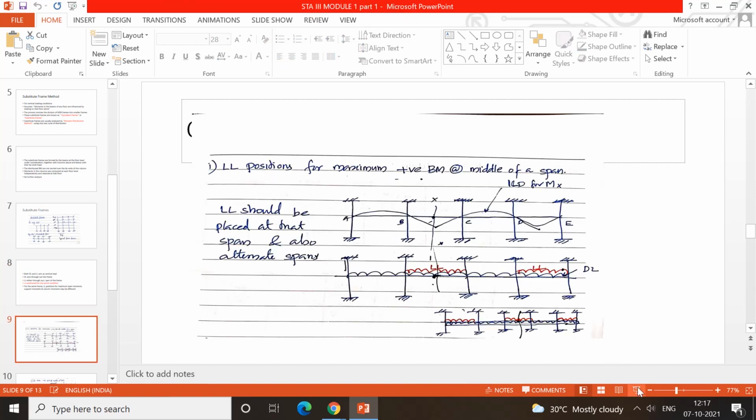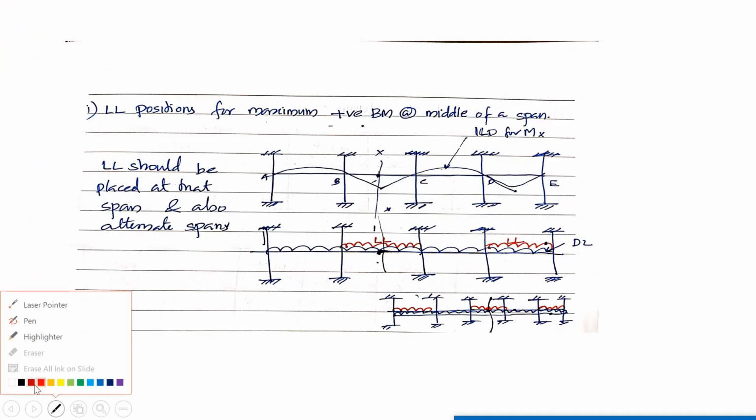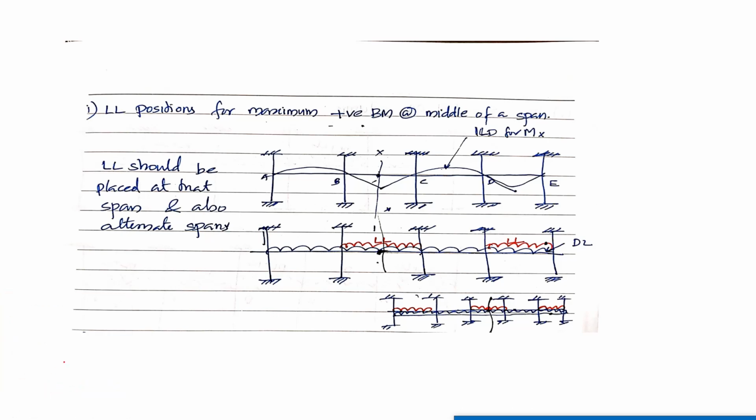Now we will discuss the different live load positions for maximum positive and negative bending moment in the span, maximum support moment, and maximum moment in the columns. So the live load position for maximum positive bending moment at the middle of a span. If you consider a midpoint of span BC, let XX be that section. In order to get maximum bending moment at this section, how will you place the live load? The dead load will be placed throughout the section, and live load can be placed based on the ILD for bending moments. So this is the ILD for bending moment at this section XX.